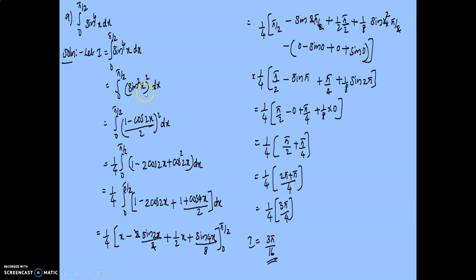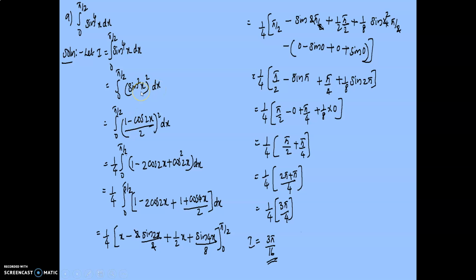Next question is integral 0 to pi by 2 sine raised to 4x dx. So let I is equal to integral 0 to pi by 2 sine raised to 4x dx. This can be written as integral 0 to pi by 2 sine square x whole square dx.